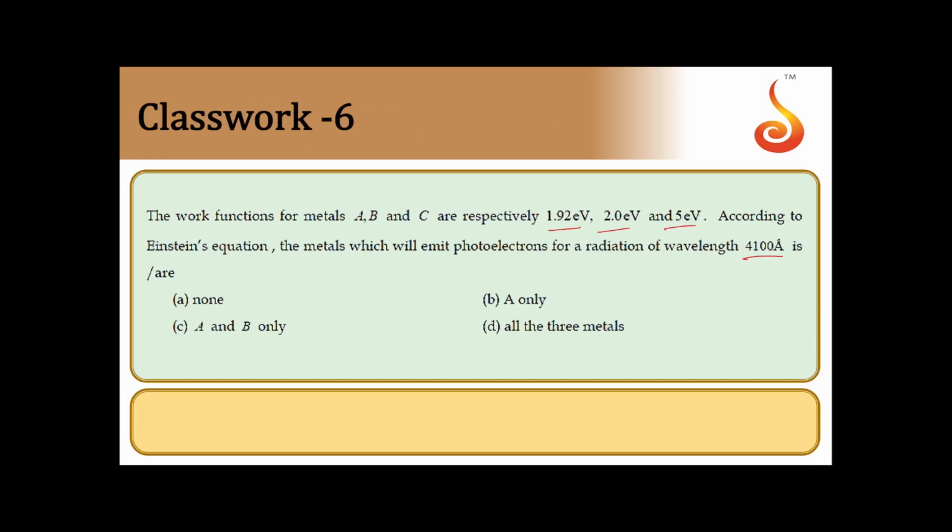So let us calculate the energy corresponding to this. Energy is equal to hc by lambda. This will give you energy in joule. So in order to get it in electron volt, divide by e. That will be 6.625 into 10 power minus 34 into 3 into 10 to the power 8 divided by lambda, which is given as 4100 angstrom into 10 power minus 10, into 1.6 into 10 to the power minus 19.